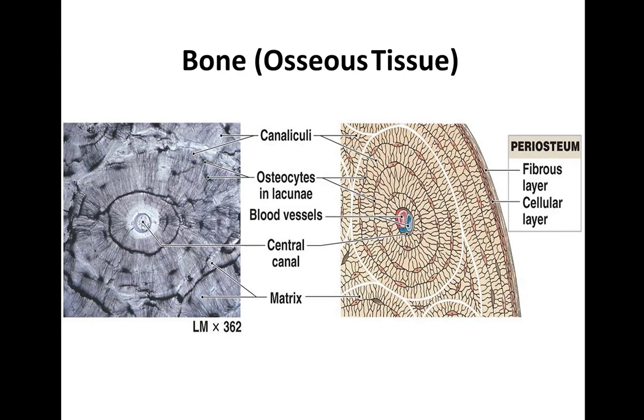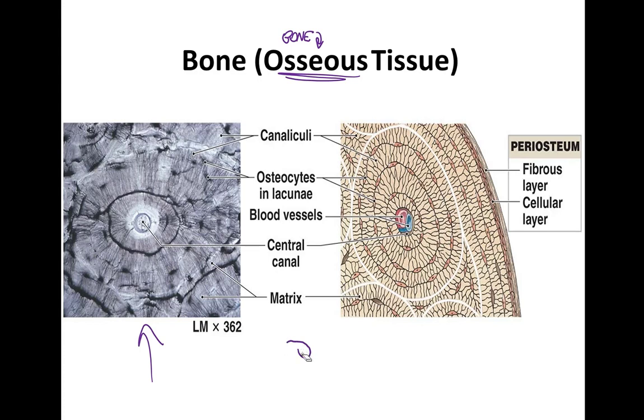Next up, we have bone, also just called osseous tissue. Osseous just means bone. Okay. Now, bone to me under a microscope always looks like a tree ring or like a section of a tree trunk. Okay. What you're seeing here is actually the structure of a bone that has been transversely sectioned.